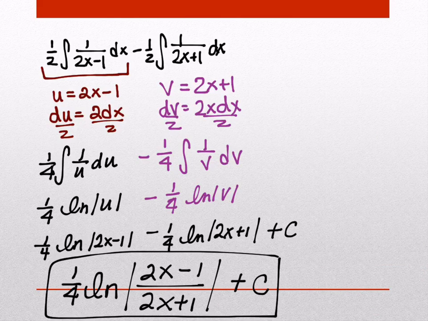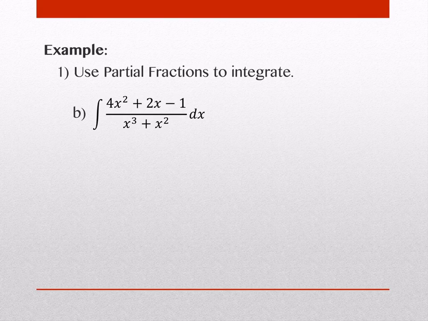So we're going to do another example. This example has a little bit more complicated of a denominator for a couple of reasons. So let's take a look at what happens when we attempt to factor this particular denominator. Okay, so if I factor this denominator, what do I get?